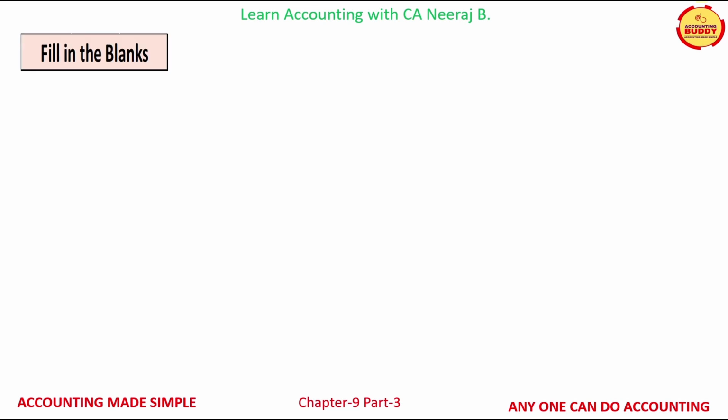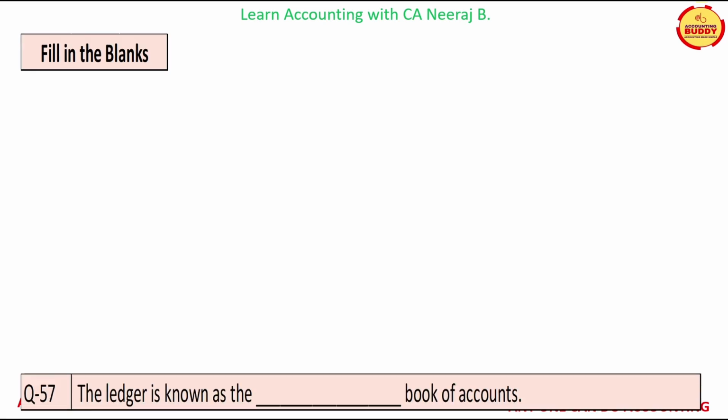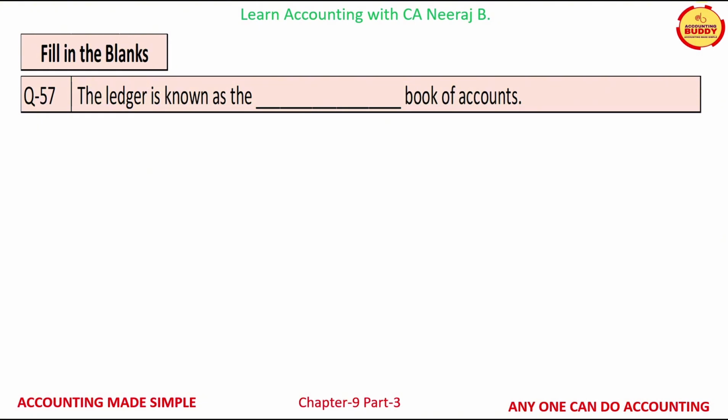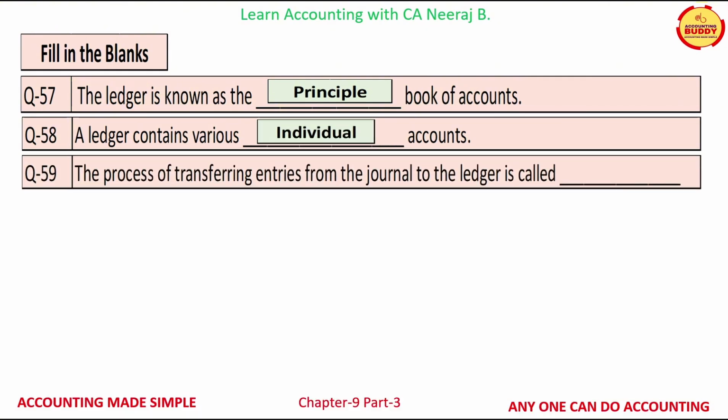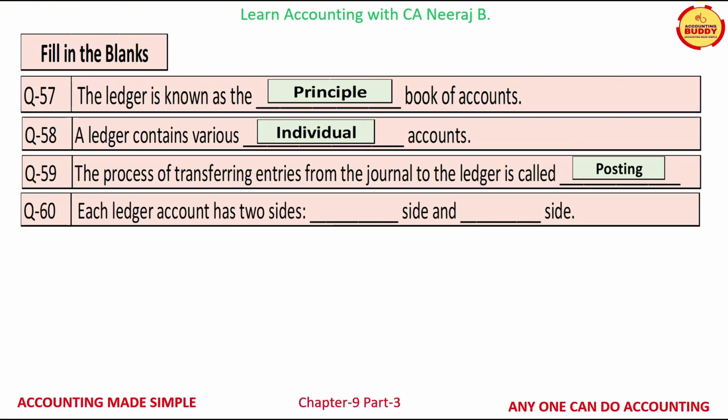In this session, we will address a few fill in the blanks questions. Question number 57 is, the ledger is known as the dash book of accounts, and the correct word is principal book of accounts. Question number 58, a ledger contains various dash accounts. The correct word is individual accounts. Question number 59, the process of transferring entries from the journal to the ledger is called dash, and the correct word is posting. Question number 60, each ledger account has two sides, dash side and dash side, and the correct words are debit side and credit side.